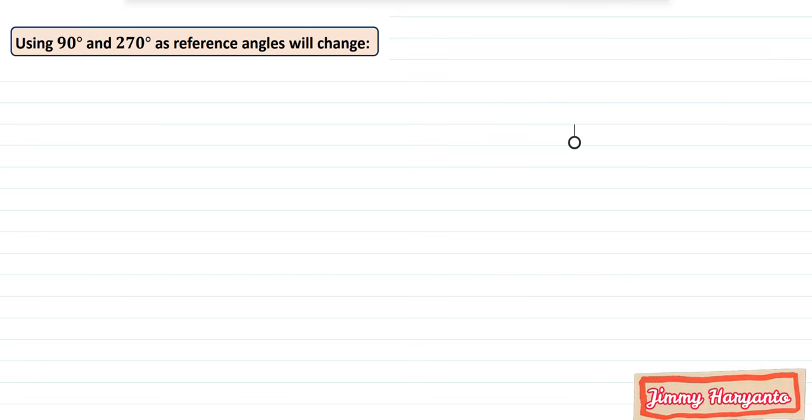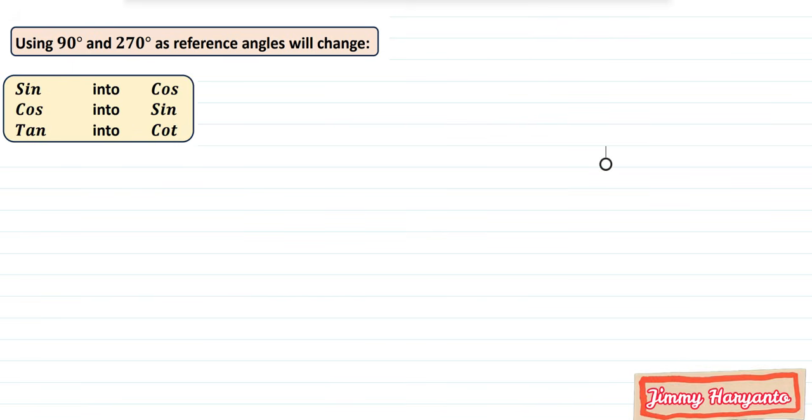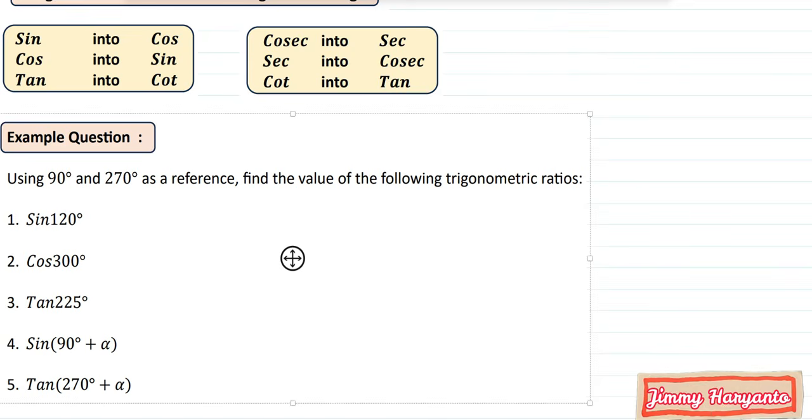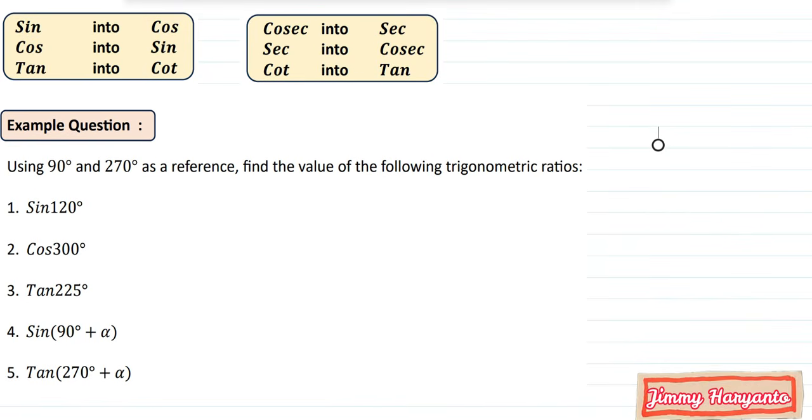So to summarize, when we use 90 degree and 270 degree as reference angle, the sine will change into cos, the cos will change into sine, the tangent will change into cotangent, the cosecant will become secant, secant will become cosecant, and cotangent will become tangent. I will show you how to use the rules in this question.